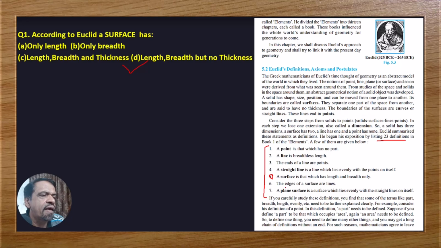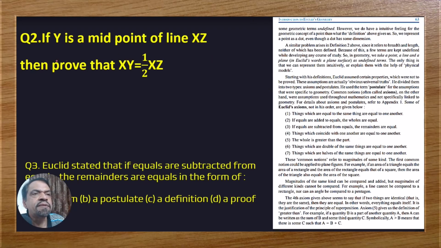On to the next, the sixth one: the edges of a surface are lines. Edges, जो corner होते हैं वो lines हैं. A plane surface is a surface which lies evenly with a straight line on itself. So these are some definitions. This kind of question may be asked. Next one, see the question.